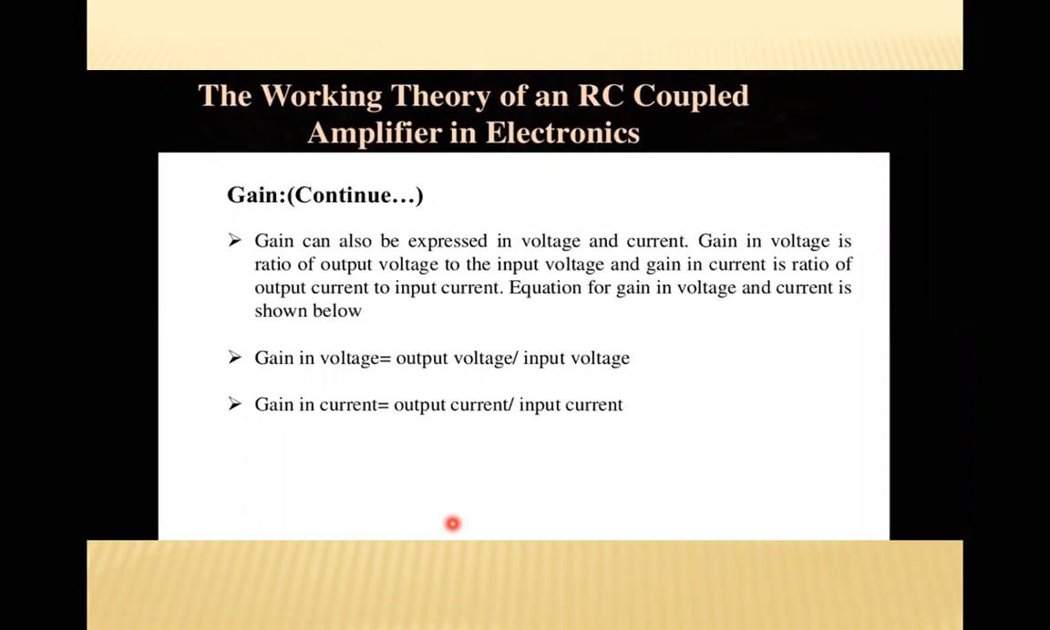Gain can also be expressed in voltage and current. Gain in voltage is the ratio of output voltage to input voltage, and gain in current is the ratio of output current to the input current. We have talked about this. The equation of gain in voltage and current is shown below: output voltage by input voltage, and output current by input current for the gain in current.